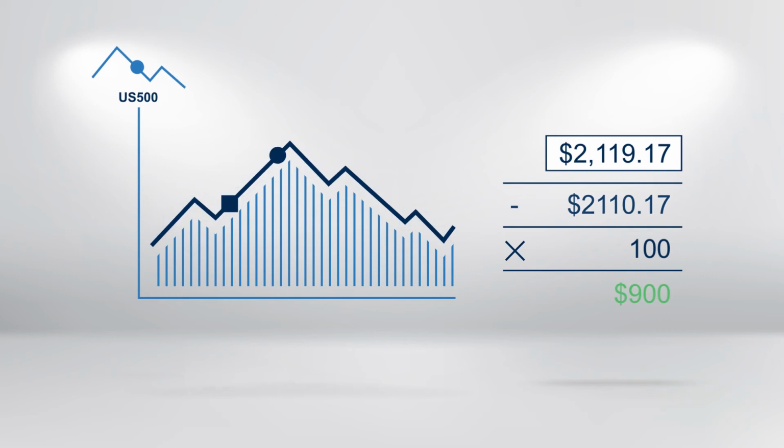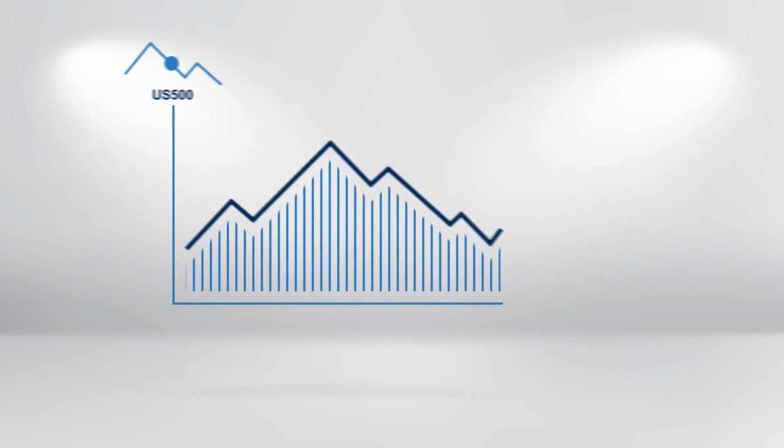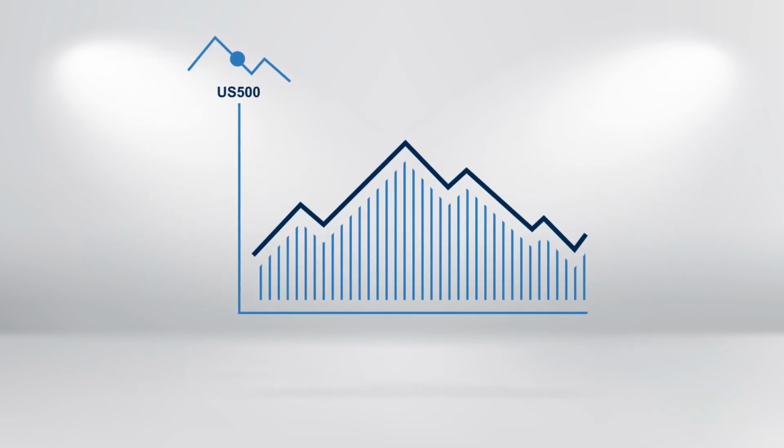On the other hand, a rise in the price of the index to 2,132.17 creates a loss of $1,300 when squared at this price. That is 2,132.17 minus 2,119.17 times 100, which equals 1,300. Index prices can move up and down very quickly if unexpected economic news is announced, for example. The short position in our example could quite easily be subject to an immediate and bigger loss in excess of the $1,300 in our example.